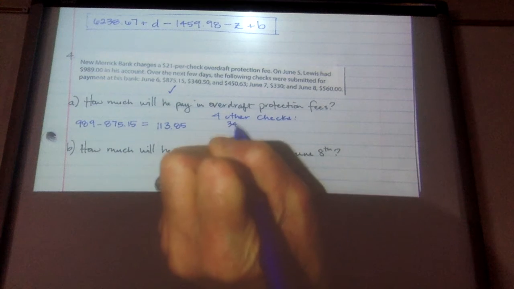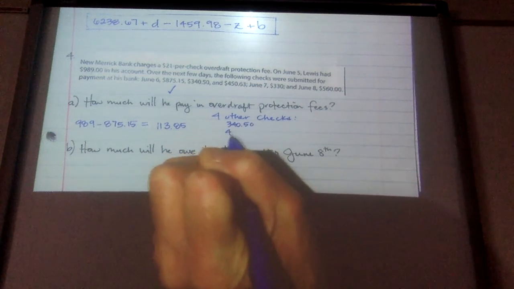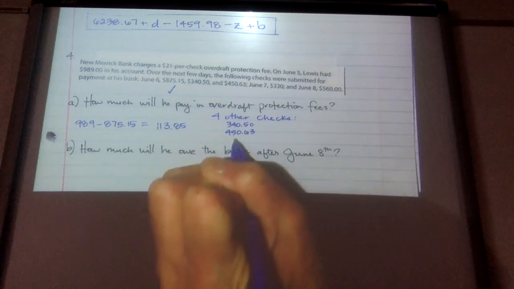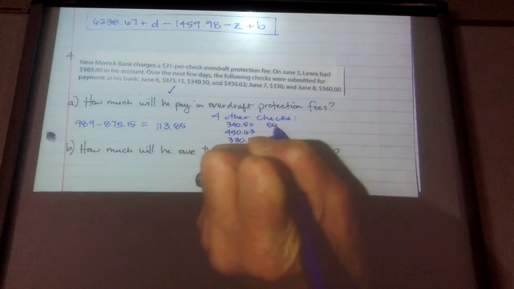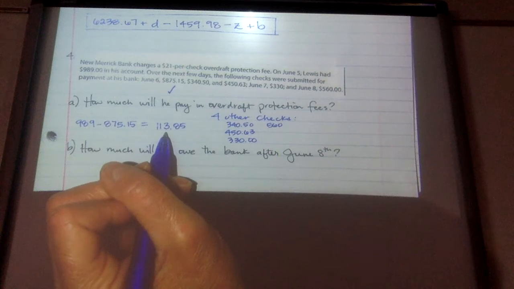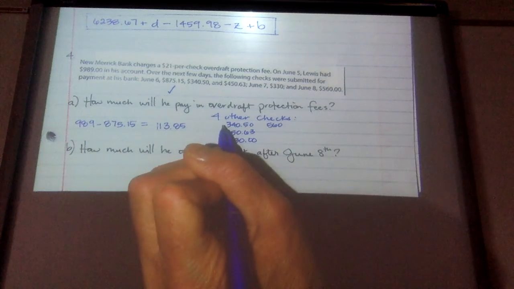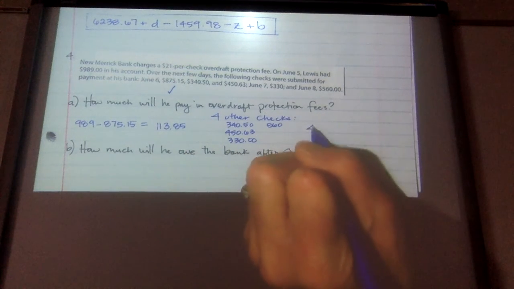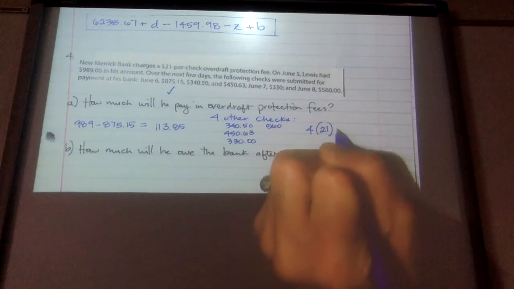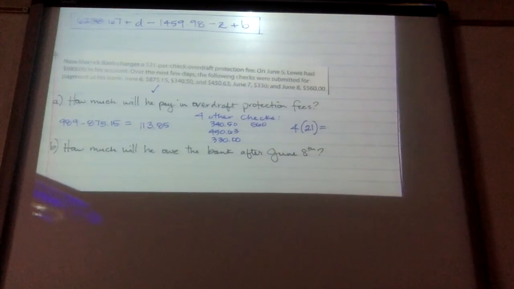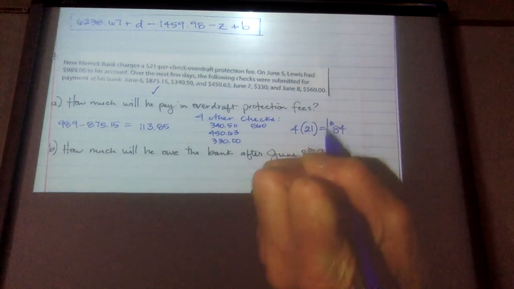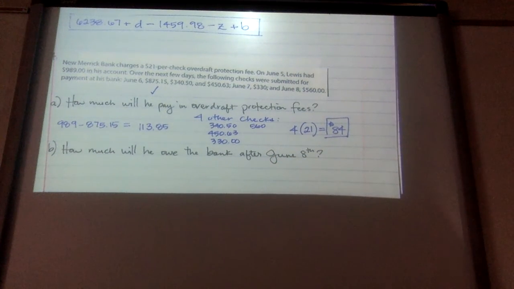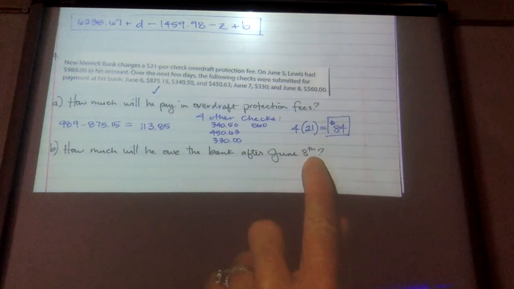$3.40.50, the $4.50.63, the $3.30, and the $5.60. So because she doesn't have enough, she's going to be charged 4 times the $21. So she's going to be charged a total of $84 in overdraft fees. Okay? Now moving on to the next part, how much will she owe the bank?